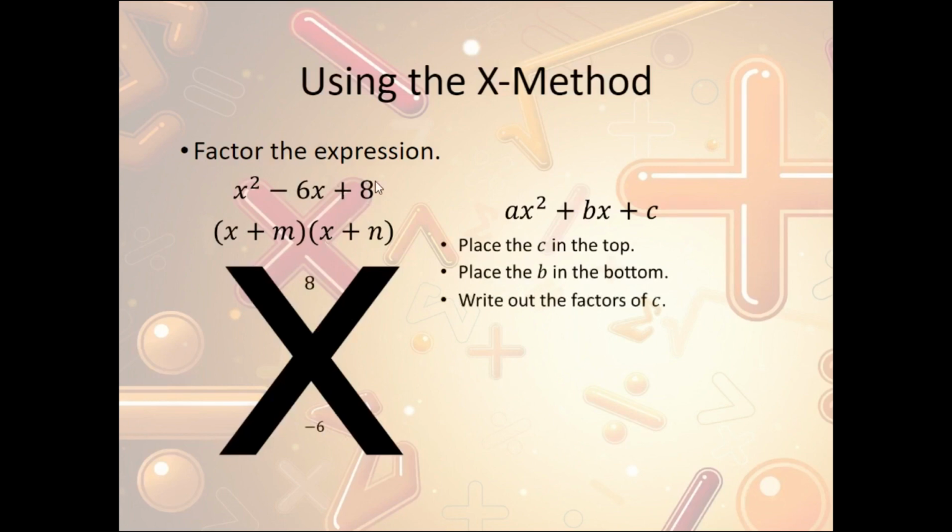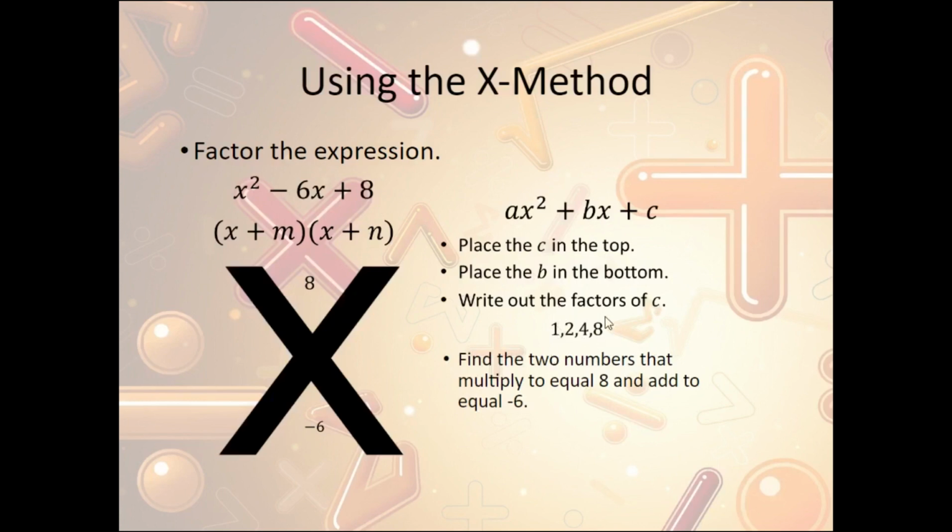What are the factors of 8? Well, I have 1, 2, 4, and 8. Now, which of those are going to multiply to equal 8 and add to get negative 6? Well, remember, these can be both positive or negative. So I'm looking at negative 1 times negative 8 is positive 8, but it's also equal to negative 9. So that's not the answer.